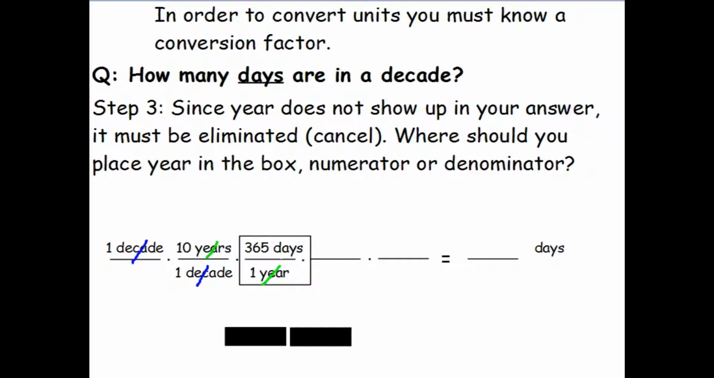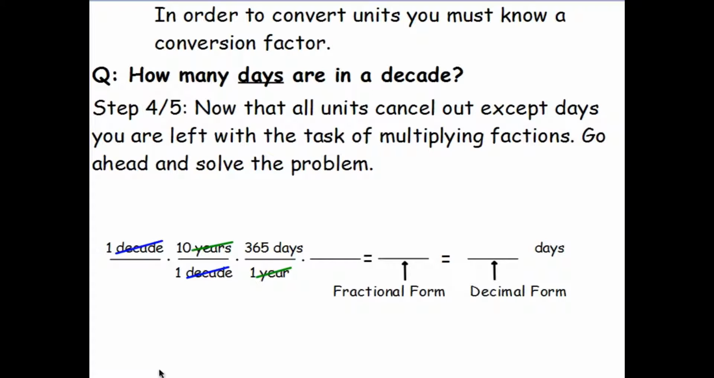Alright, so now what do we do? Well, we simply are going to multiply. So let's go ahead and do that. I've got 1 times 10 is 10, and 10 times 365 is 3,650.